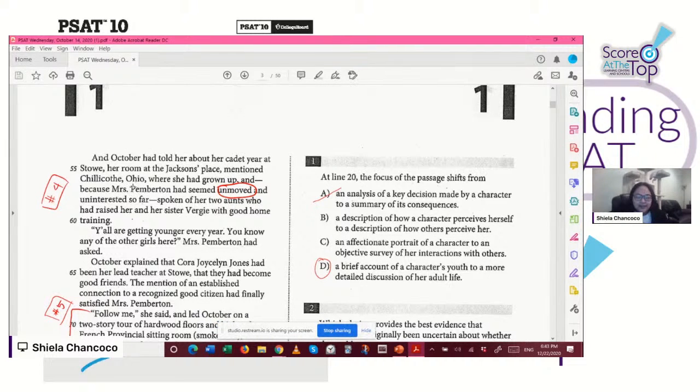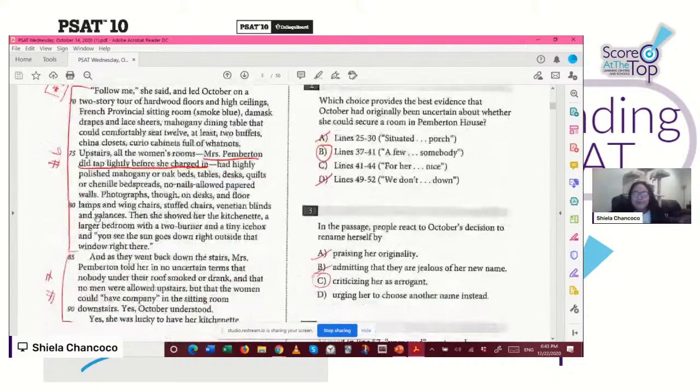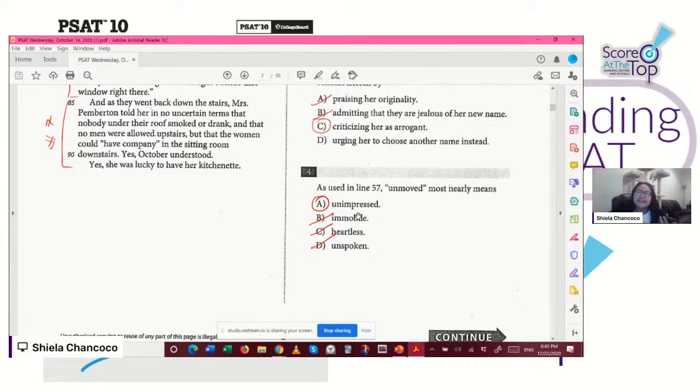Let's see, let's find a good starting point. Well, I like to start at the beginning just because it gives me a whole idea of what's going on. And October had told her that her cadet year at Stowe, her room at Jackson's Place, mentioned Ohio, where she had grown up. And because Mrs. Pemberton had seemed unmoved and uninterested, okay, you see how they hinted and uninterested? So this is like your key to like, okay, that means that she was not impressed with what October was saying. So we can go on ahead and go see the choices and like, is it immobile?